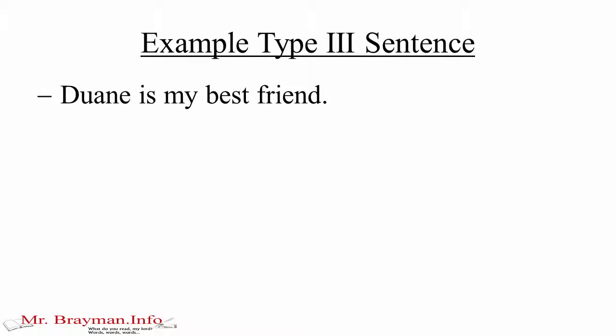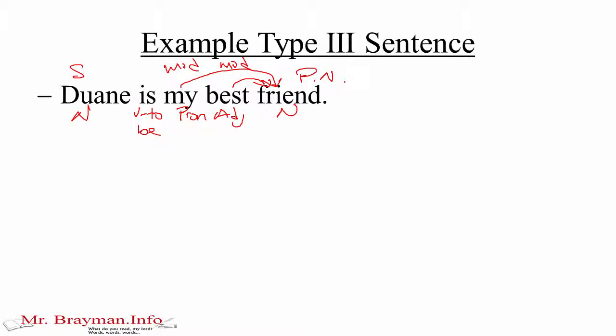This one's a little easier, right? Again, we have a proper noun, a form of the verb to be. We have a possessive pronoun. We have an adjective. And we have a noun. Now what's this possessive pronoun modifying? Well, it's modifying friend. Best is also modifying friend. So these are both modifiers. We have our predicate noun. I know I'm kind of jumping around here. And then we have our predicate.